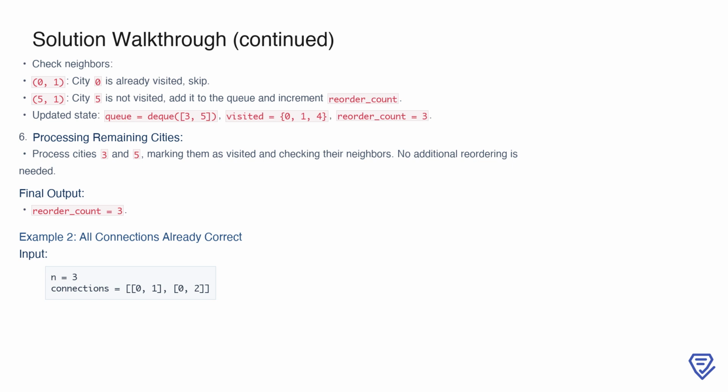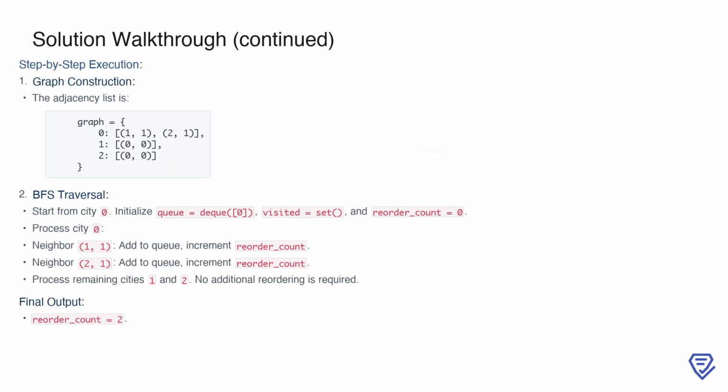Moving on to the second example, we have a smaller and simpler graph where all connections are already in the correct direction. For the second example, we again start by constructing the graph using an adjacency list. Here, City 0 has outgoing edges to both City 1 and City 2, with both edges in the original direction, marked as 1. Cities 1 and 2 each have reverse edges back to City 0, marked as 0.